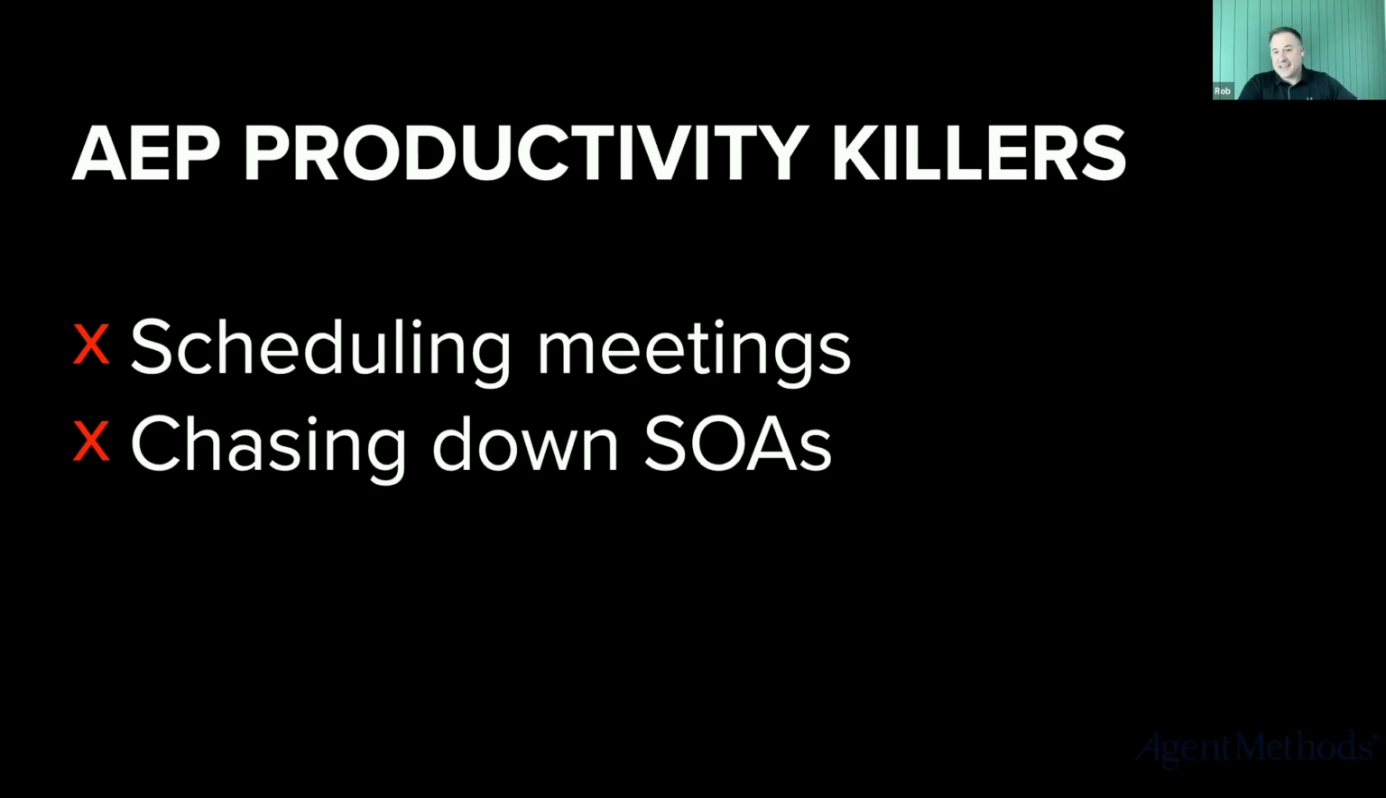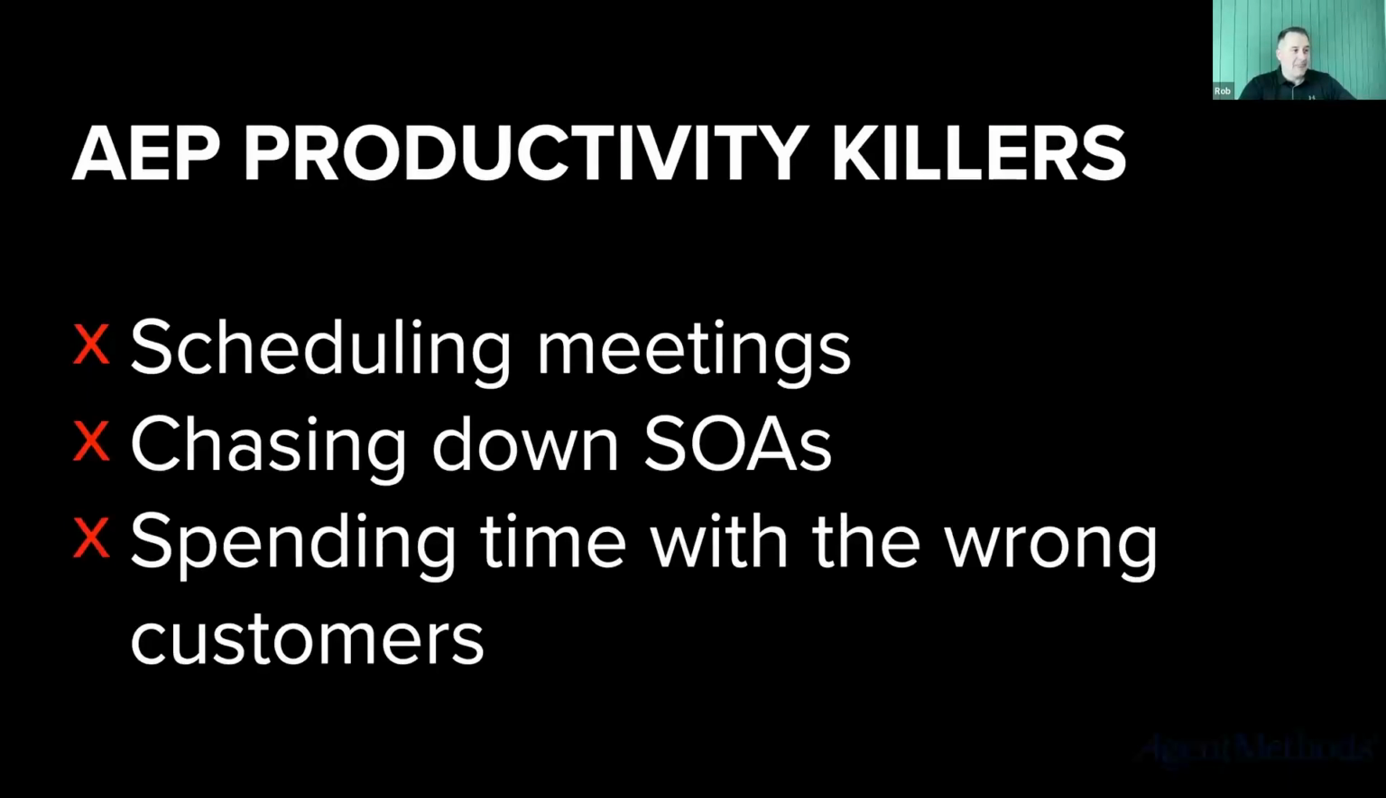Number two, chasing down SOAs. Now, this is important, as we all know. Not only do we need to make sure it's in place, but we need a way to track it. And there are different ways we can do it. We can hire someone, we can have a spreadsheet, or we can utilize other systems. We want to make sure we're not wasting time tracking those down prior to an appointment. And then number three, spending time with the wrong customers.